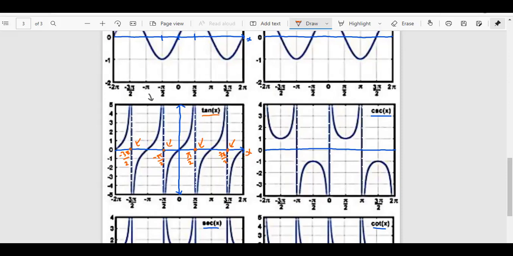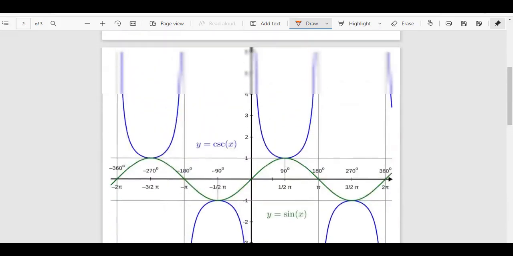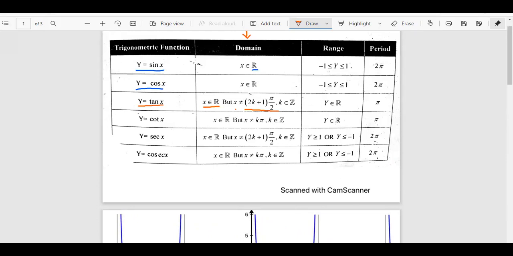In case of continuous functions like sine and cos, I was able to write down that x belongs to real numbers because it had all the real numbers. In this case, I need to exclude pi by 2, 3 pi by 2, minus pi by 2, and minus 3 pi by 2. So let's go and see how to write this down.